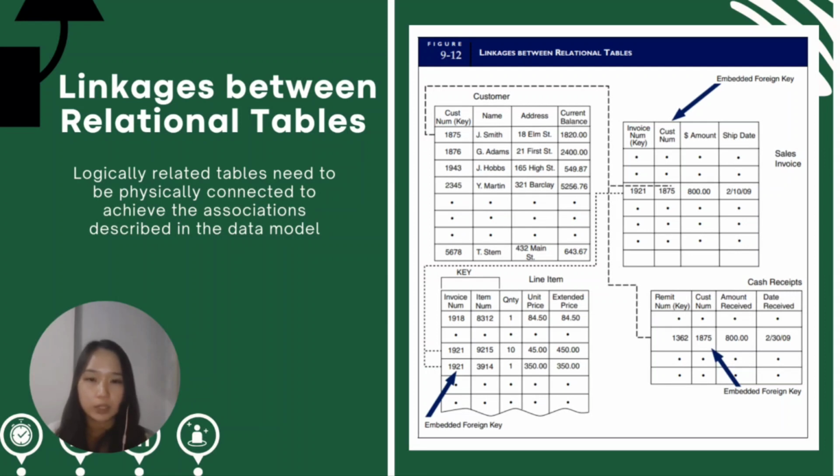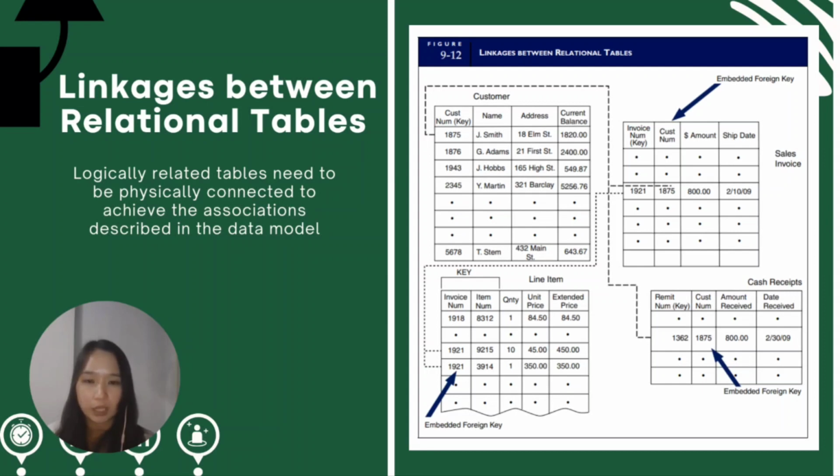Similarly, the primary key of the sales invoice table, the invoice number, is an embedded foreign key in the line item table. Note that the line item table uses a composite primary key comprising the invoice number and item number. Both fields are needed to identify each record in the table uniquely, but only the invoice number portion of the key provides the logical link to the sales invoice table. Foreign keys are not always embedded as in the previous slide. The nature of the association between the related tables determines the method used for assigning foreign keys. These methods are examined later.